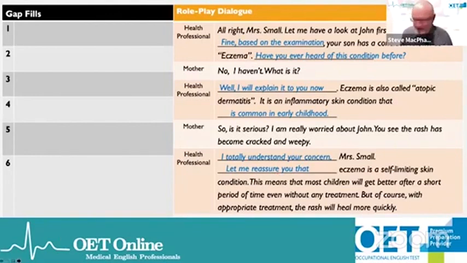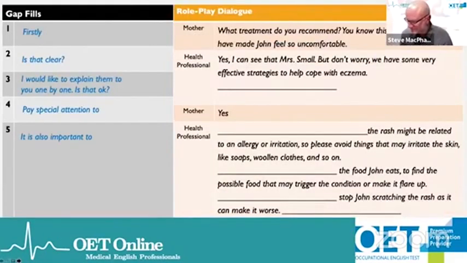Okay, let's go to the next page. So the mother says, what treatment do you recommend? Sorry, I'll just move something here. The mother says, what treatment do you recommend? You know, this rash and itchiness have made John feel so uncomfortable. Health professional says, yes, I can see that, Mrs. Small, but don't worry. We have some very effective strategies to help cope with eczema. What goes in now? 1, 2, 3, or 4?